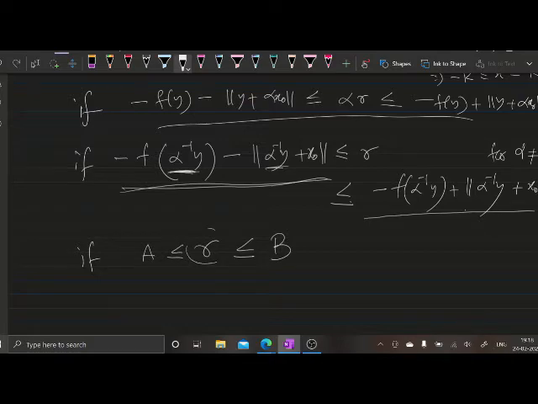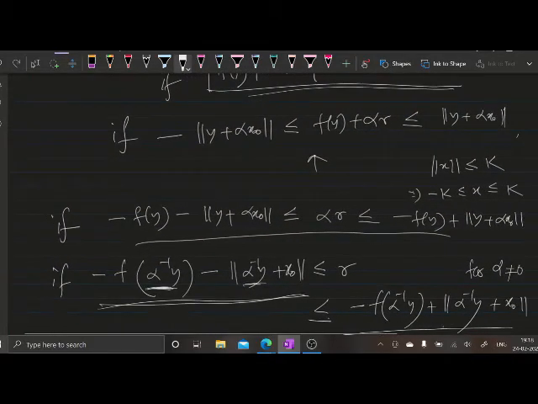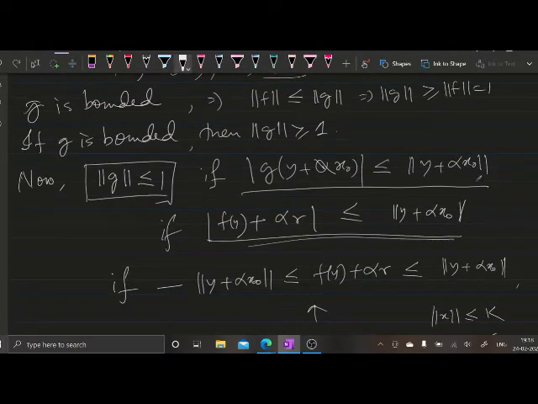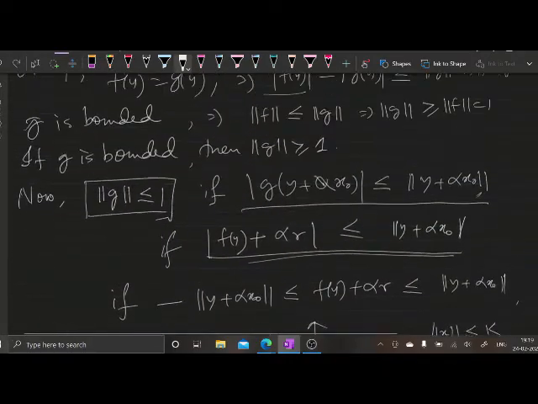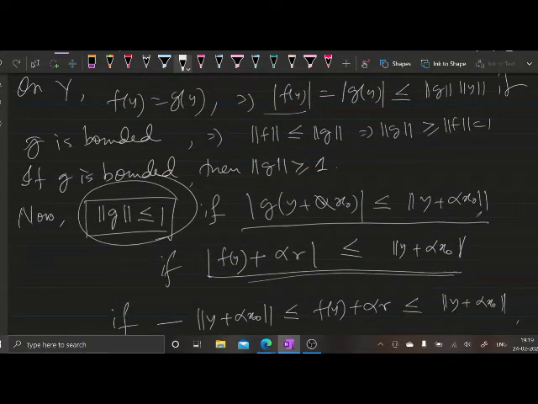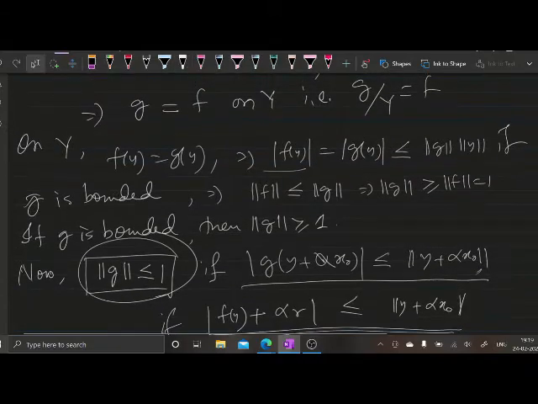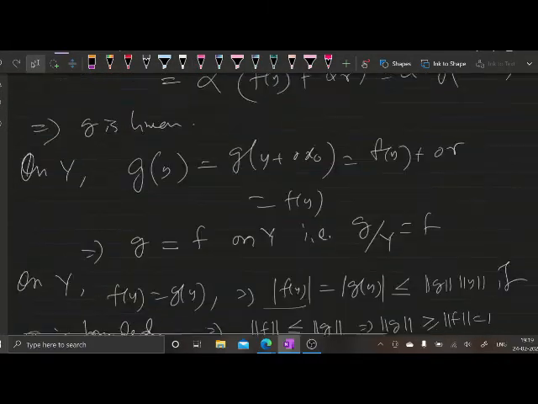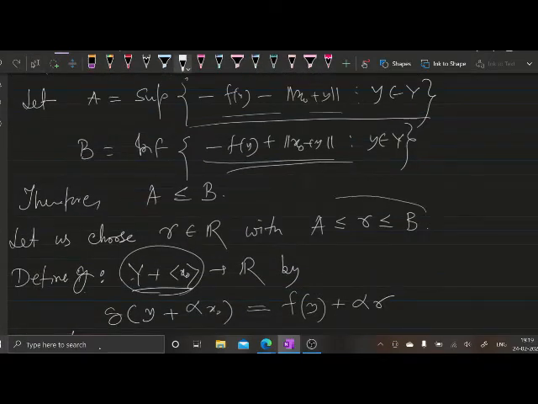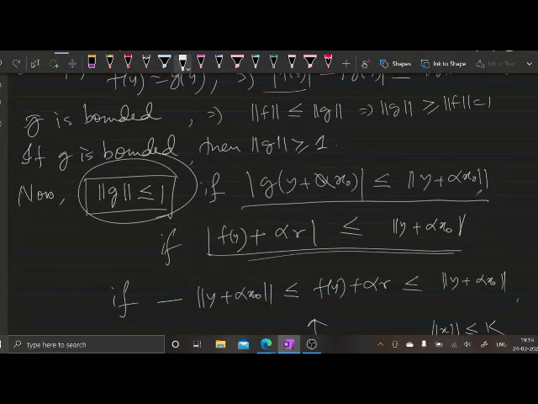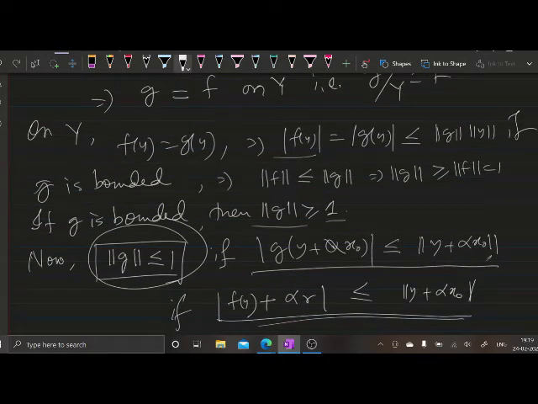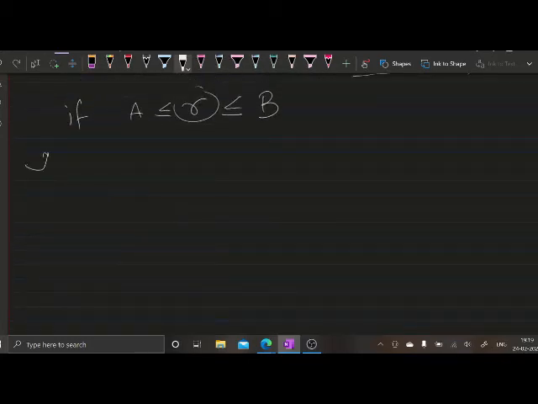So if you take this r from A and B, then what you have written above, that is norm G is less or equal to 1, can be concluded. So if you take these real numbers from A and B, then this is true. G is bounded and norm G is less or equal to 1. And here the case is that we have already chosen this small r from A and B. Okay. So therefore, G is bounded and norm G is less or equal to 1. And if G is bounded, then this is also true. So this proves the lemma, right?